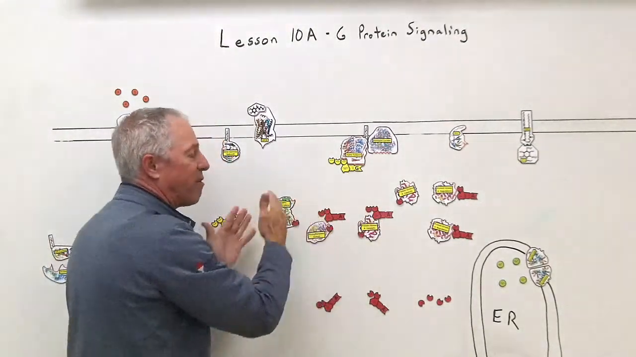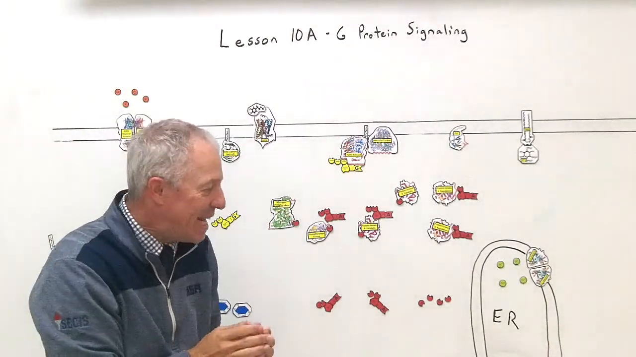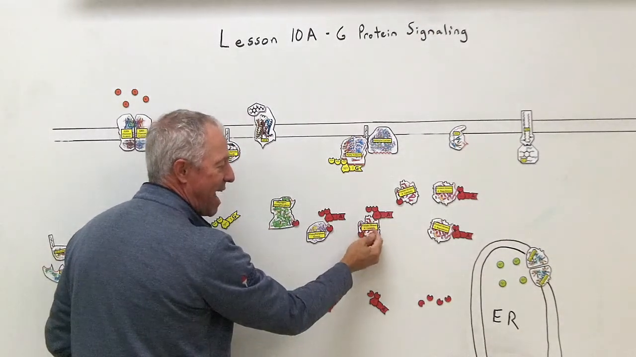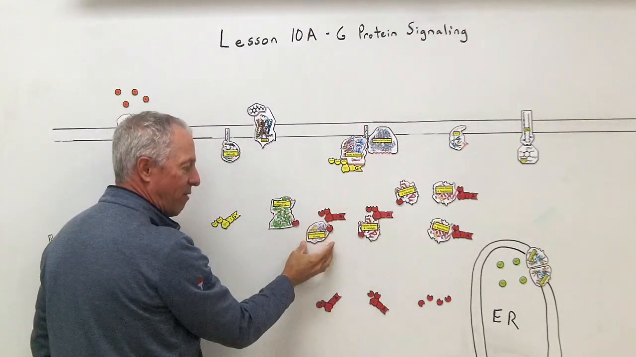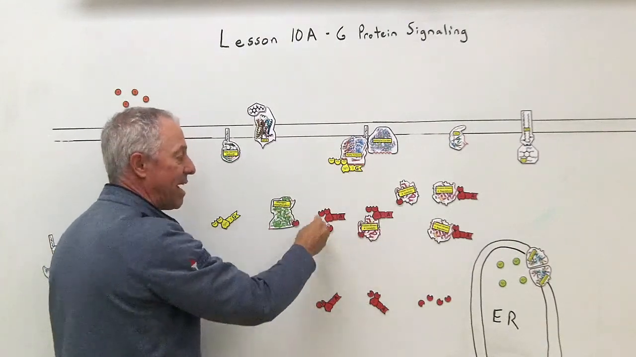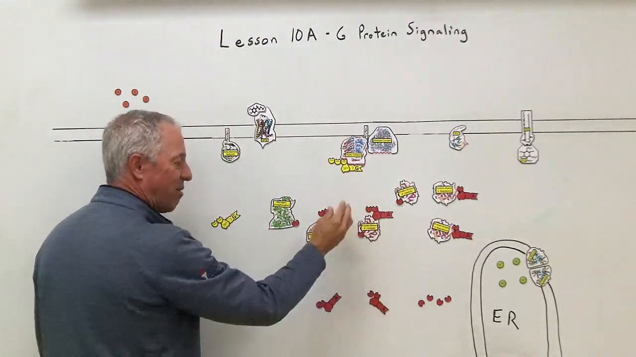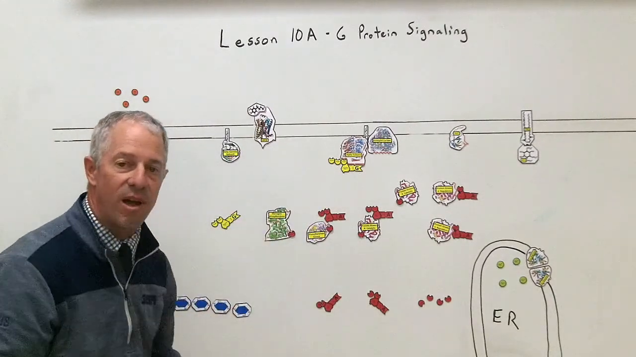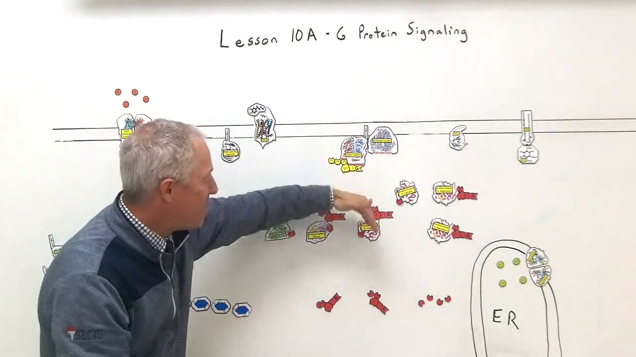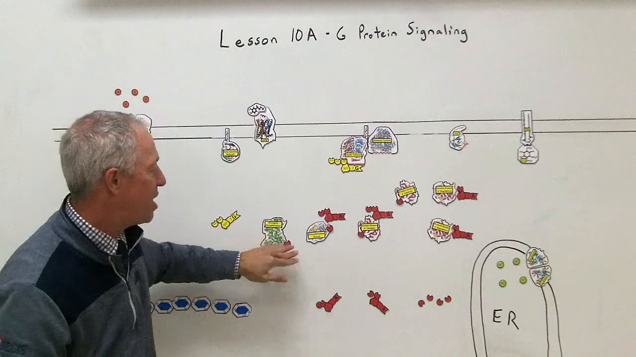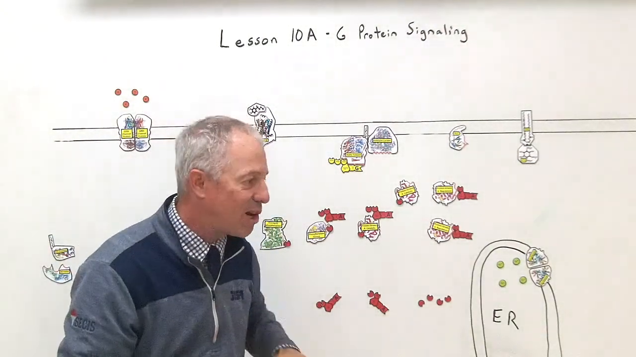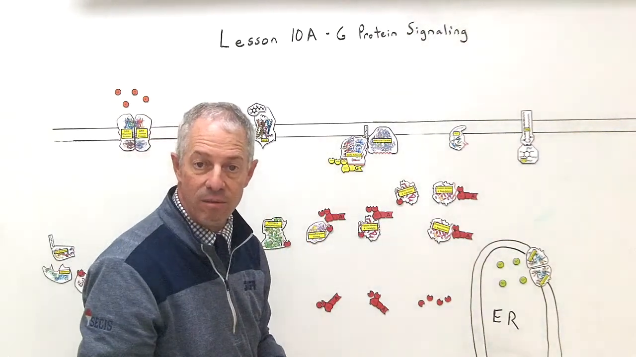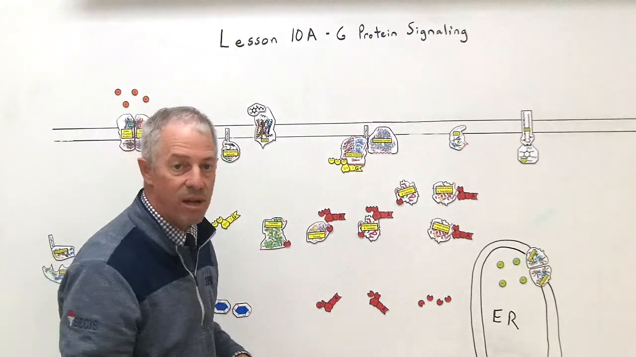Each step of the phosphorylation cascade can increase the activity in the cell. For instance, this protein kinase A doesn't just phosphorylate one phosphorylase kinase, it can phosphorylate a whole bunch of them. And in turn, the phosphorylase kinase can phosphorylate a bunch of these glycogen phosphorylase molecules. So every step of the phosphorylation cascade has an increasing effect on the numbers of molecules that are active inside the cell.